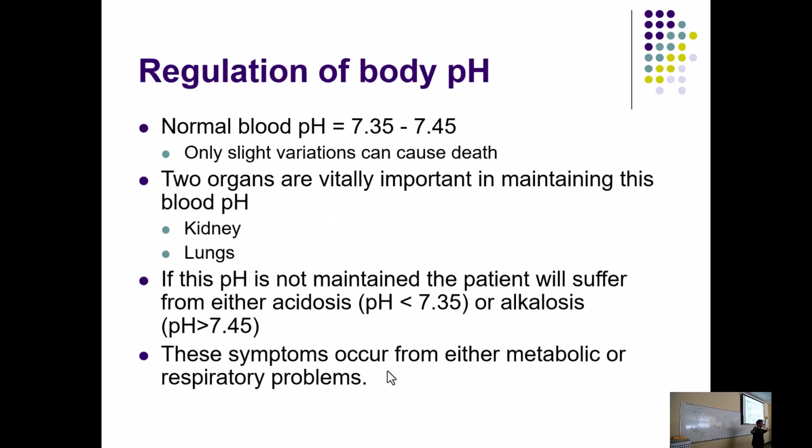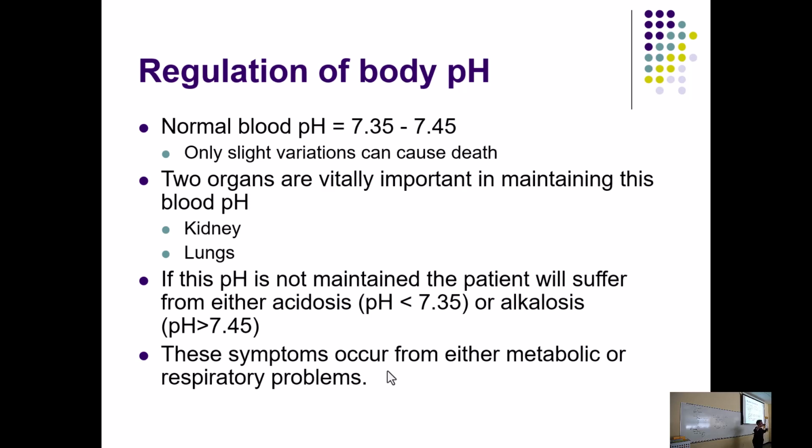So, regulation of the body pH, that's 7.35, 7.45. You're going to hear this over and over and over again. There's a reason, right? You're probably going to see this on a quiz coming up. When you have only slight variations around that, you can cause death. Our body cannot handle much outside of those ranges. Two organs are primarily responsible for blood pH. One is the lungs. I'm not going to teach you about the lungs. You'll get that in chemistry. The other is the kidney. That's my area.